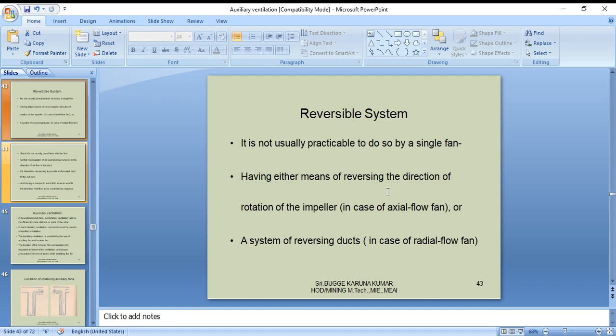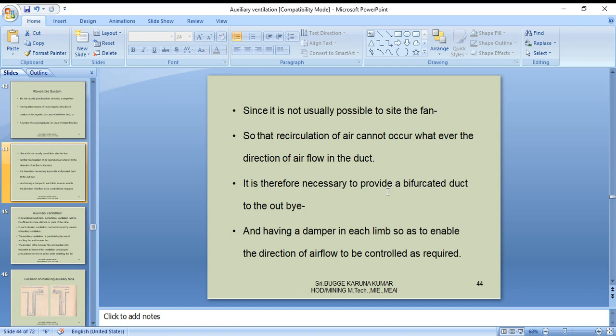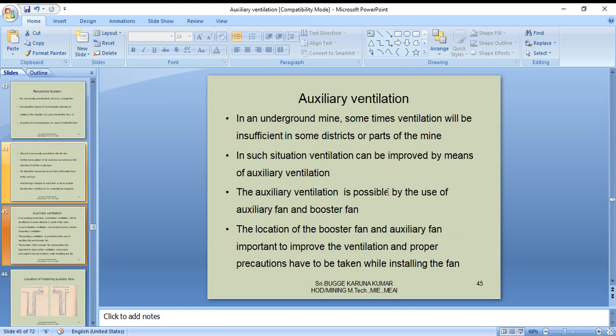It is not practical to do so with a single fan. However, it can be done by either reversing the direction of rotation of the impeller in the case of an axial flow fan, or by a system of reversible ducts in the case of a radial flow fan. Since it is not possible to site the fan so that recirculation of air cannot occur, whatever the direction of airflow in the duct, it is necessary to provide a bifurcated duct at the outby end, having a damper in each limb, so that the direction of the airflow can be controlled.